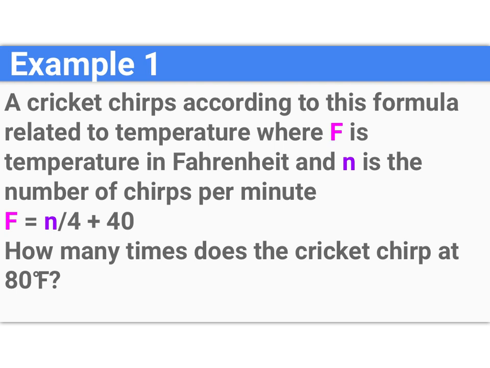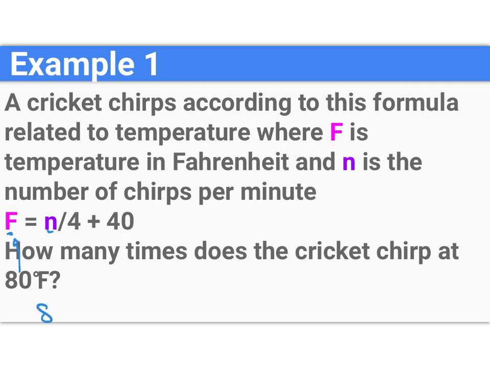So let's look at a literal equation. A cricket chirps according to the formula where F is the temperature in Fahrenheit and N is the number of chirps. So now we have two variables, our F and our N. And so now we have to be given one or more. So you can only solve for one variable at a time, but sometimes you will just solve for letters, to isolate letters. So in this instance, we're going to stick the 80 in for F.